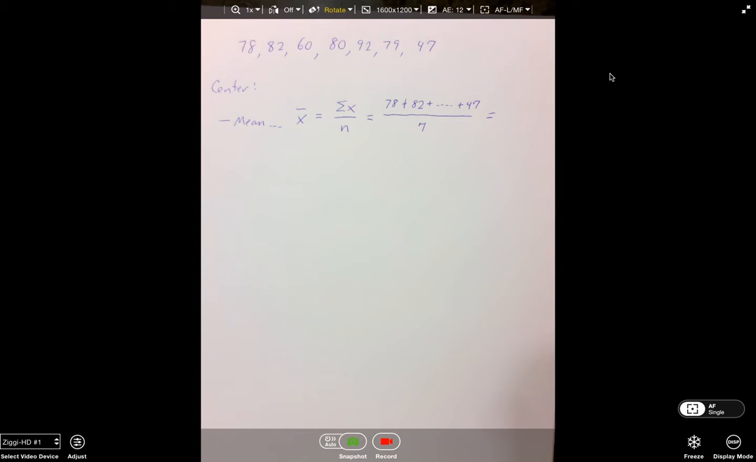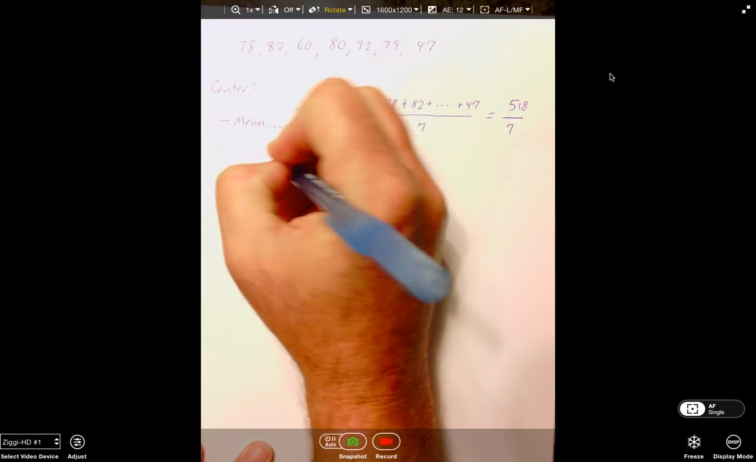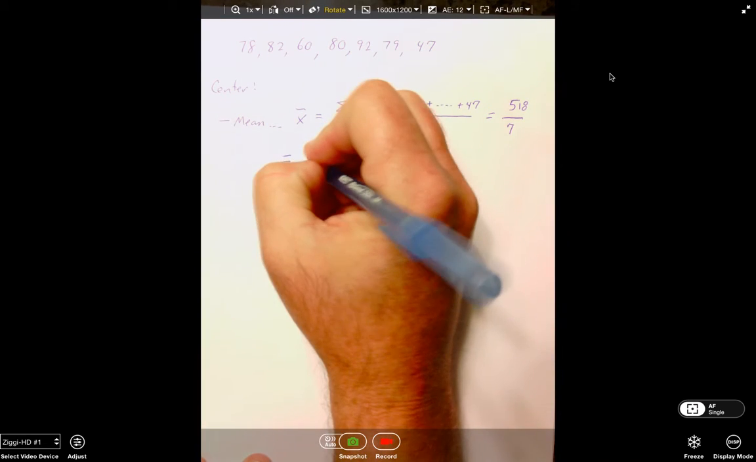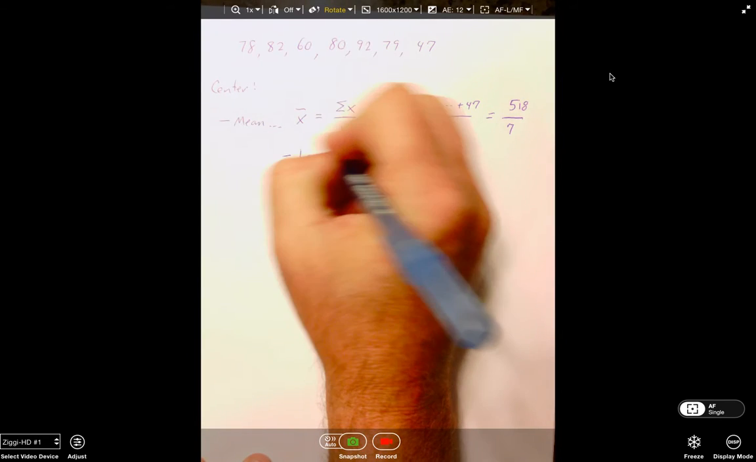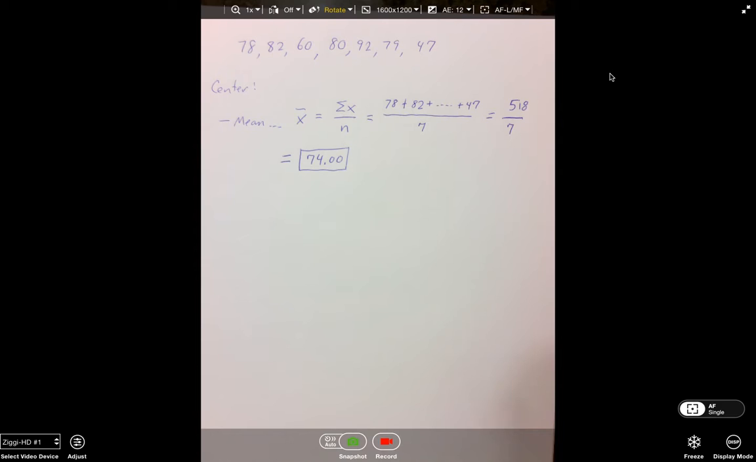All right, so hopefully you've got this in your calculator. When I add this up, I get 518, and with 7 scores, I get 74.00. So guys, I get a mean of 74.00 for these scores. Now guys, it's customary when getting numerical summaries to round our answers to 2 places. So 74.00.